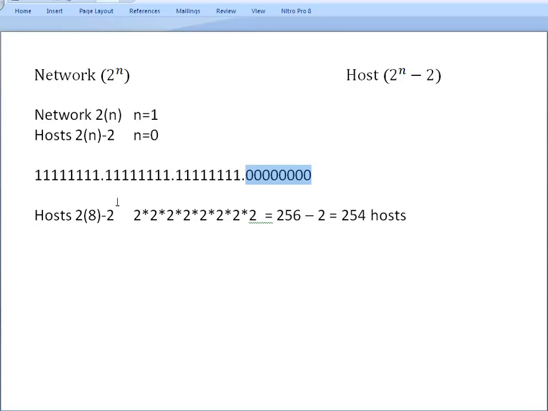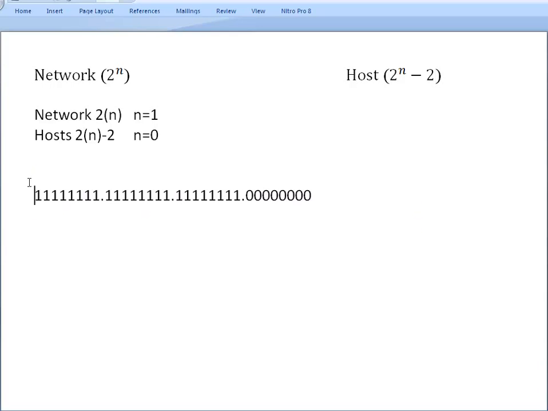What I don't want to do is calculate the networks for 24, because that's going to be quite a big number. But anyway, that's the idea. For the networks, we're looking at how many ones there are. For the hosts, we're looking at how many zeros we have. Okay.